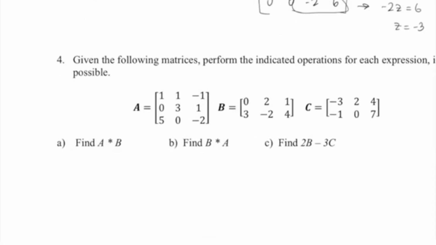Now, when you're trying to multiply matrices together, you need to check the dimensions. For part A, for example, matrix A is a 3 by 3, and matrix B is a 2 by 3. Because these two numbers here don't match, part A is not possible.